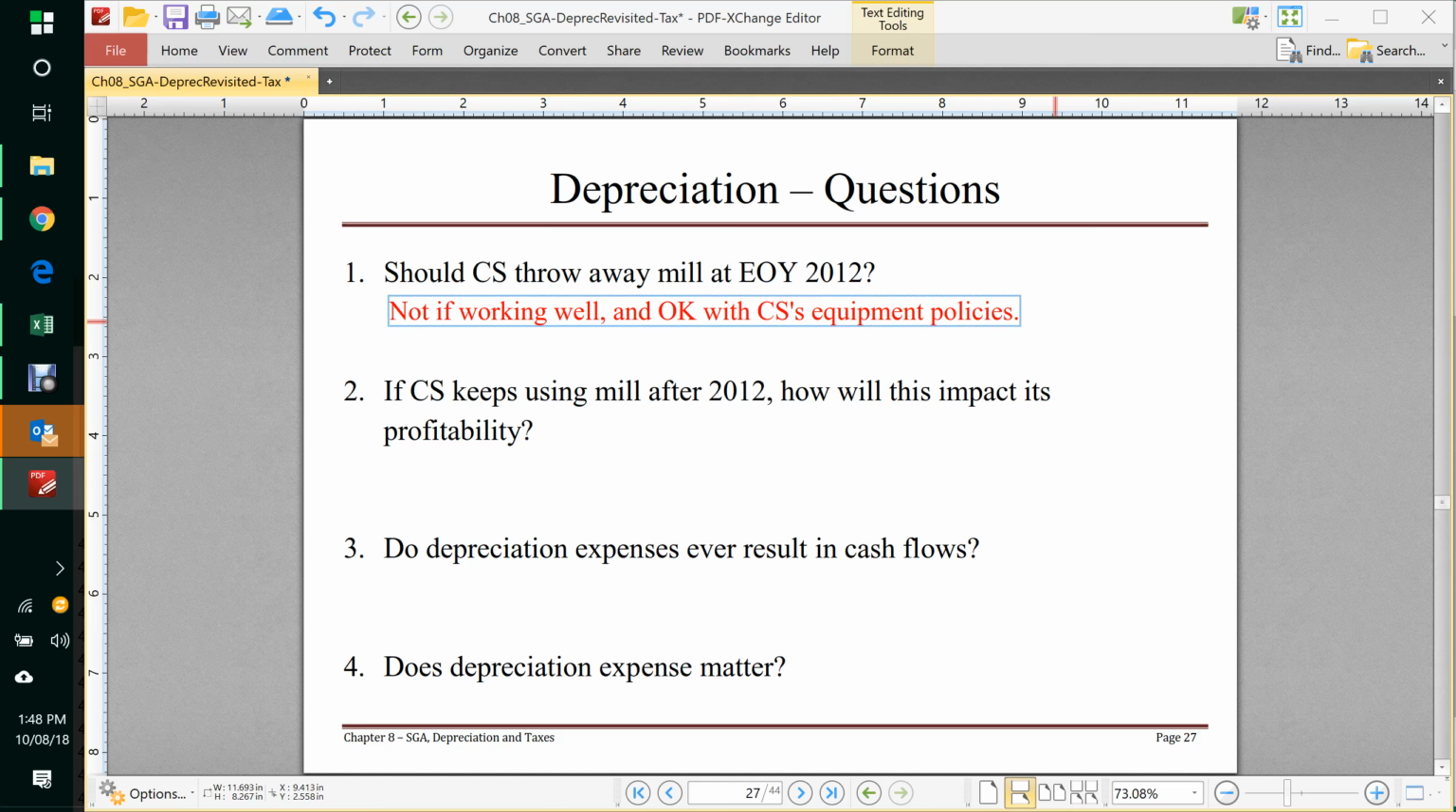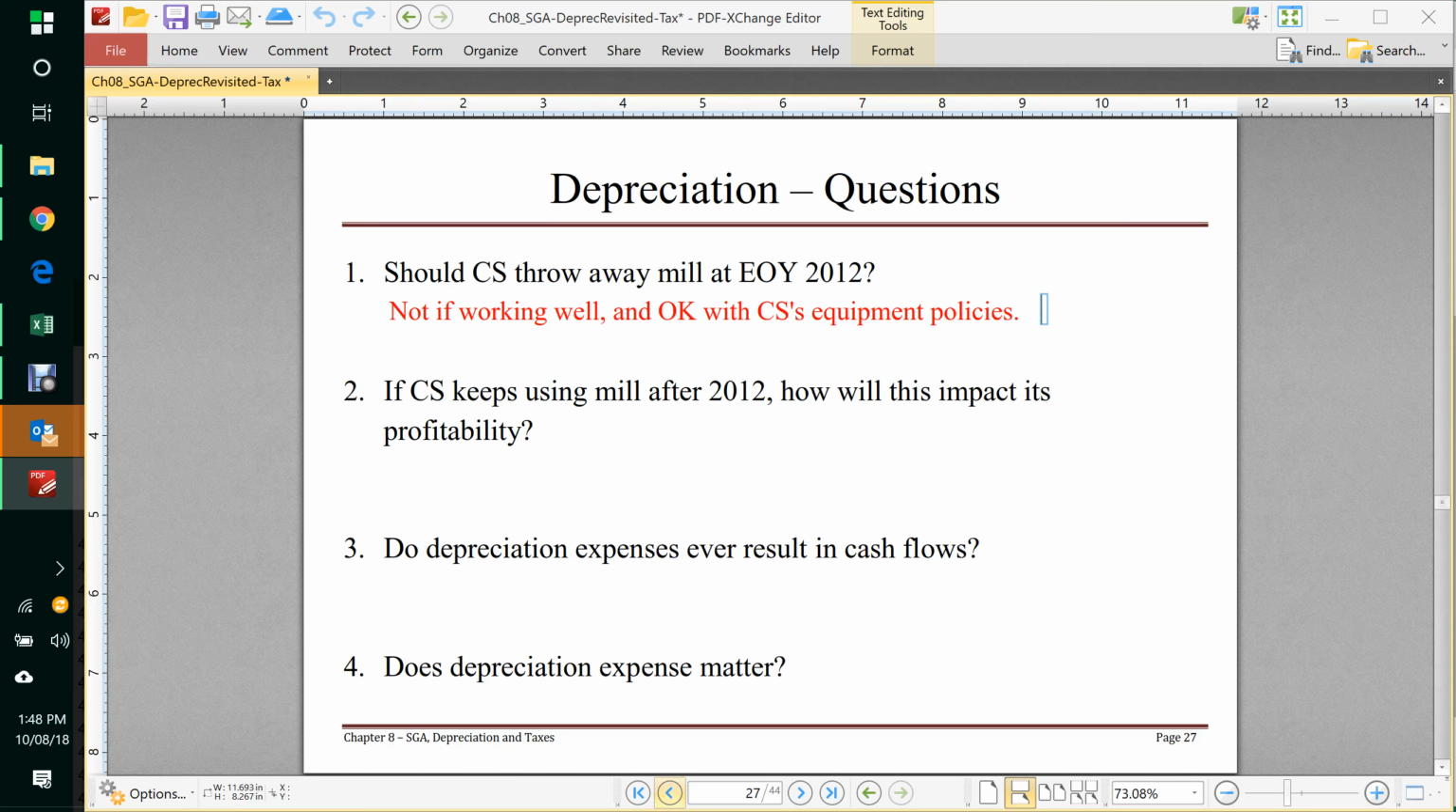CS may just have a policy that they want to stop using all their mills at the end of 5 years, just because it's been their experience that maintenance costs go up very quickly after that. They want to stay on top of the new technologies that are coming out in CNC mills, something like that. But aside from that, if the mill is working well, they should, of course, keep using it. And so let's say they do keep using it.